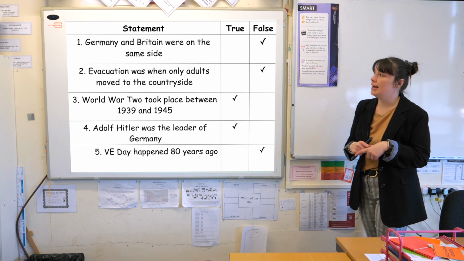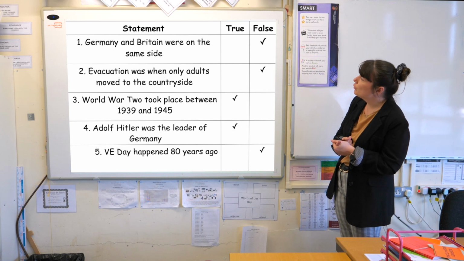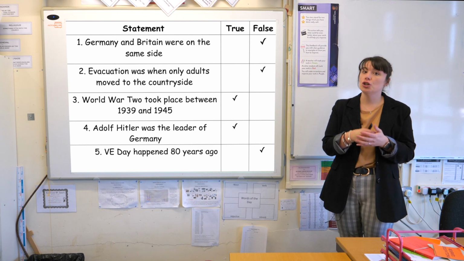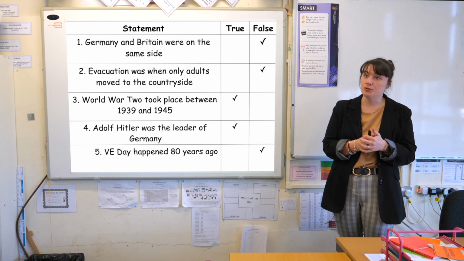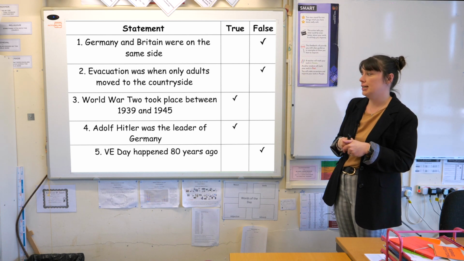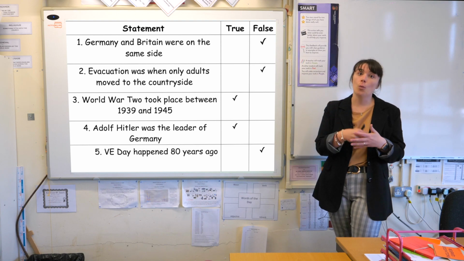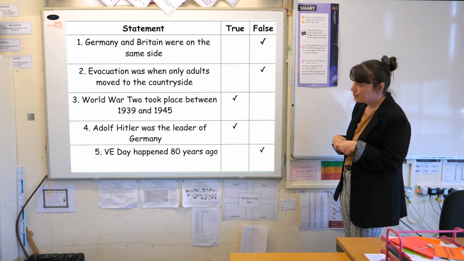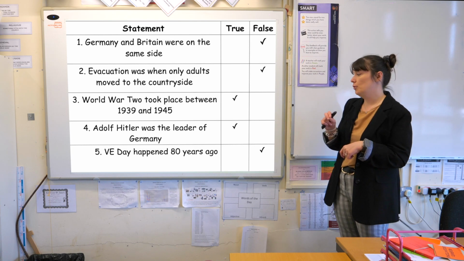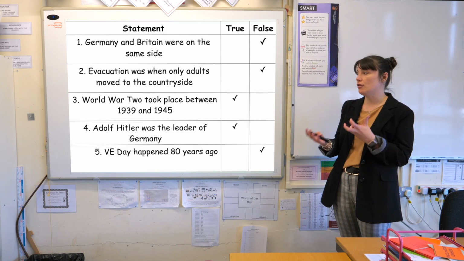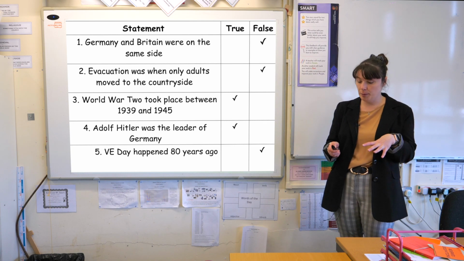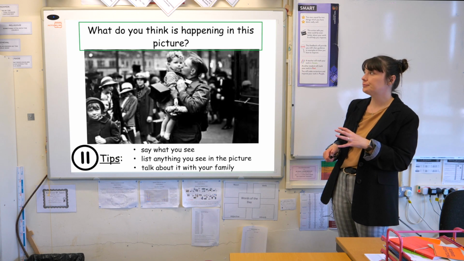These are the correct answers. Germany and Britain were not on the same side. Evacuation was when children and pregnant women mainly moved to the countryside, not adults. World War II did take place between 1939 and 1945. Adolf Hitler was the leader of Germany. And VE Day happened 75 years ago, not 80. So some of you might have got 5 out of 5. Some of you might not have got any because you haven't studied this time again. Don't worry about it. Please don't panic.